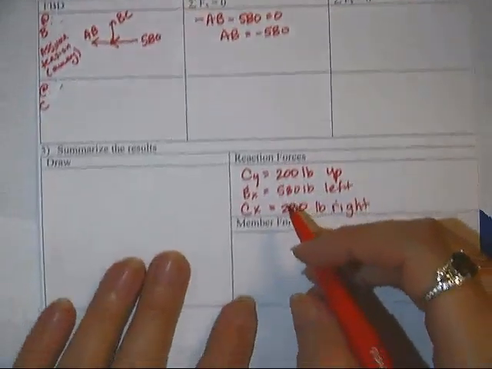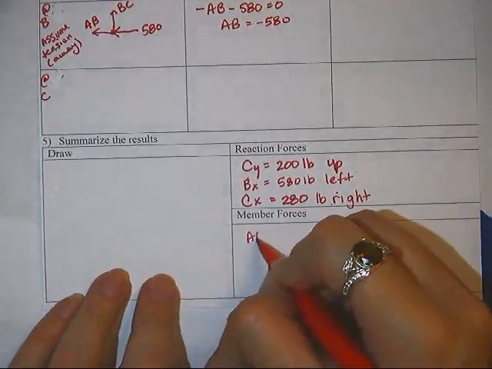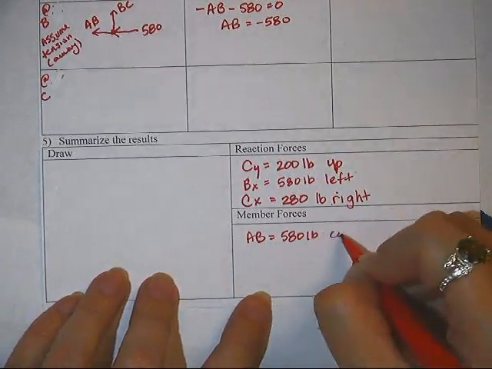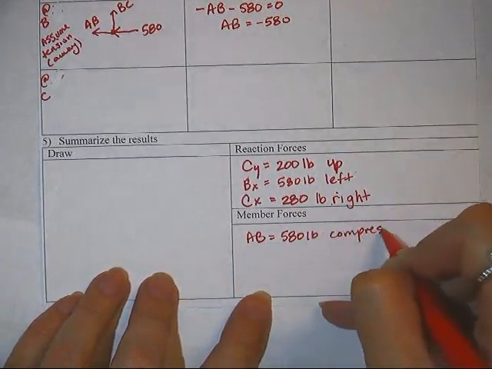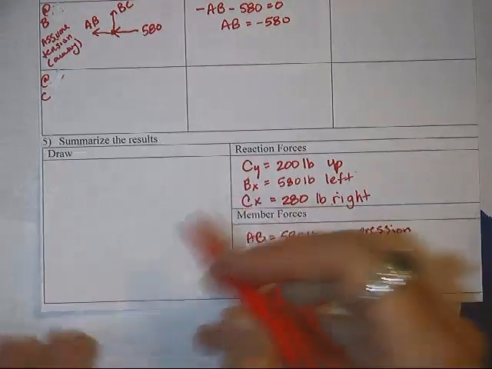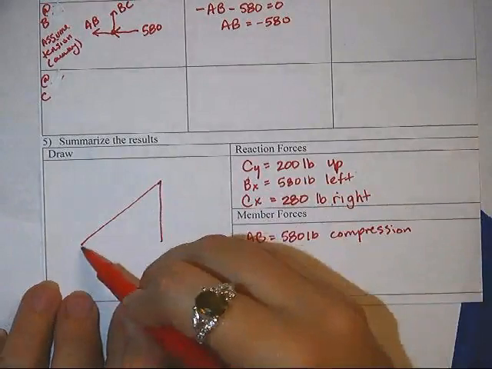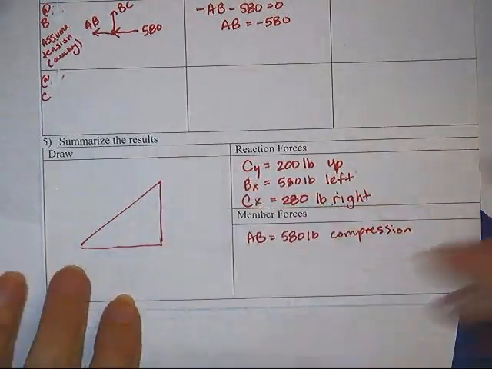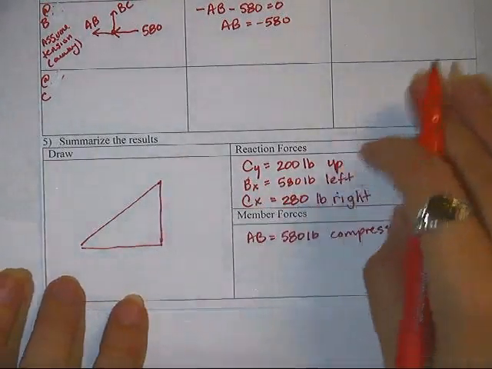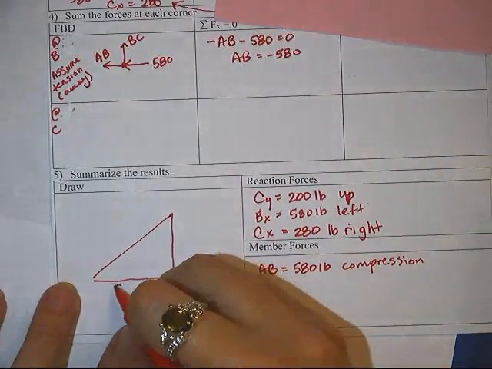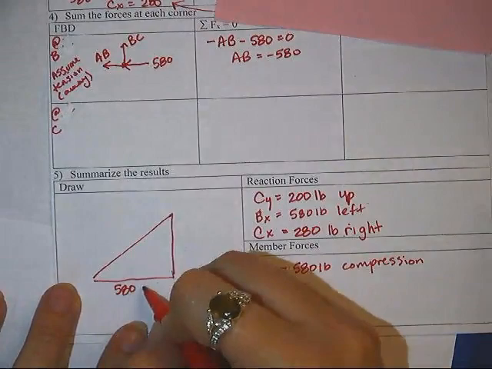So I'm going to make my little notes at the bottom. AB equals 580 pounds in compression. And I'm going to draw out a result here. My answer, here we go. And 580 AB, that was this one right here. So this one right here is 580 in compression.